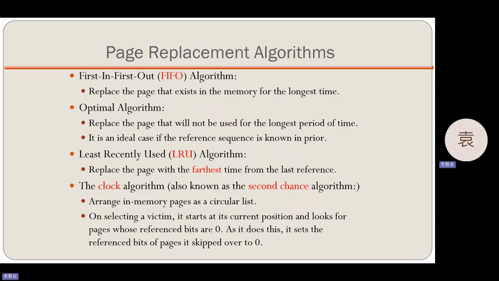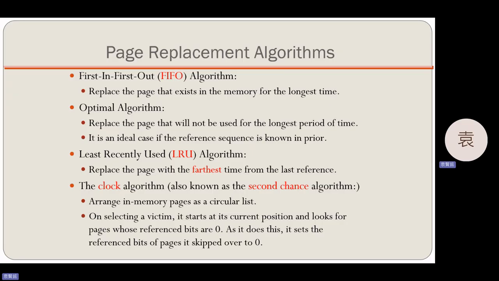This kind of algorithm uses the arriving time as the determining factor. It's very common. We replace the page that has been in memory for the longest time. That's first in, first out. It uses the time the page was brought into memory to decide which page should be replaced. The reason behind this is that if a page is in memory for a long time, then probably it's not needed. That's the simple argument.